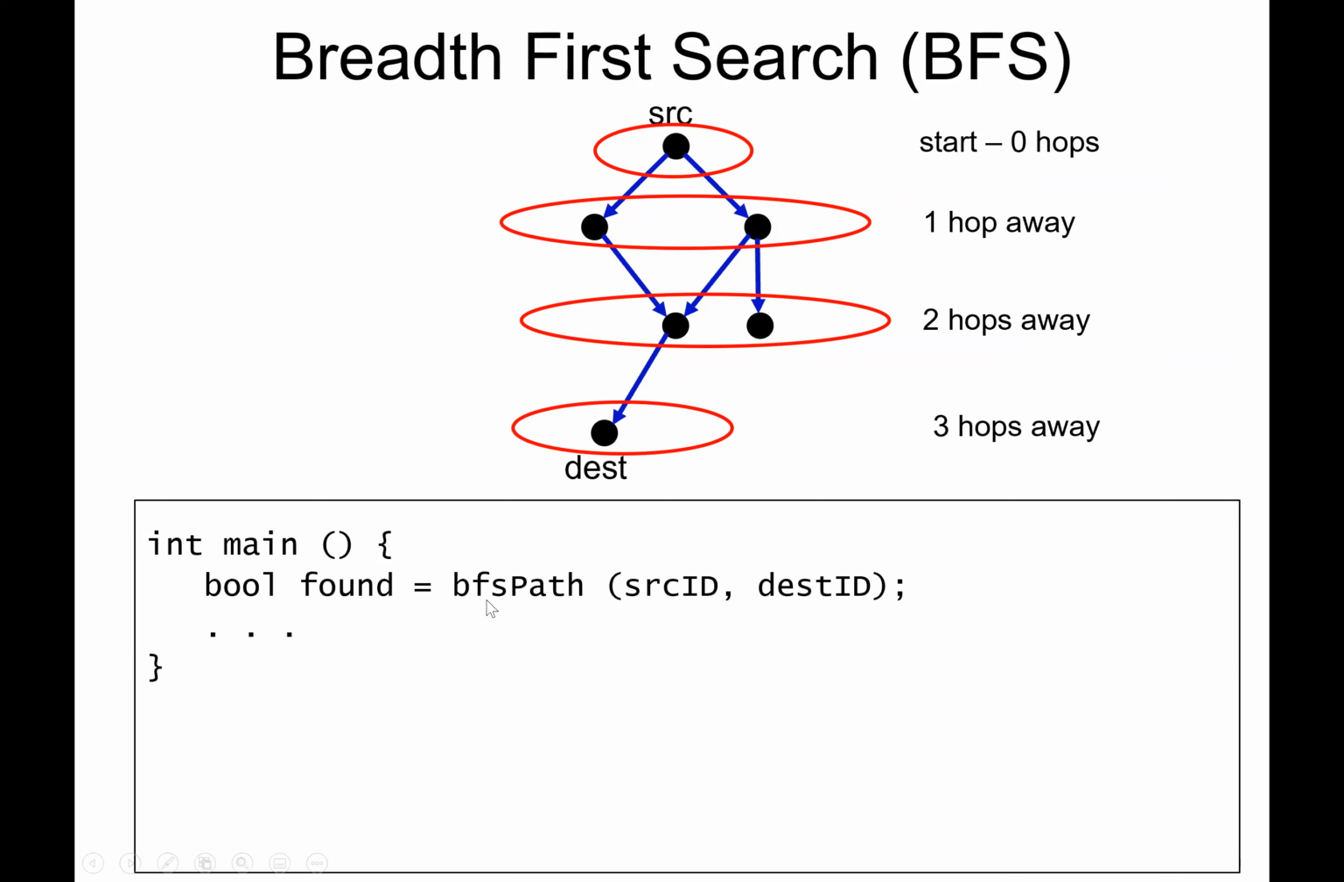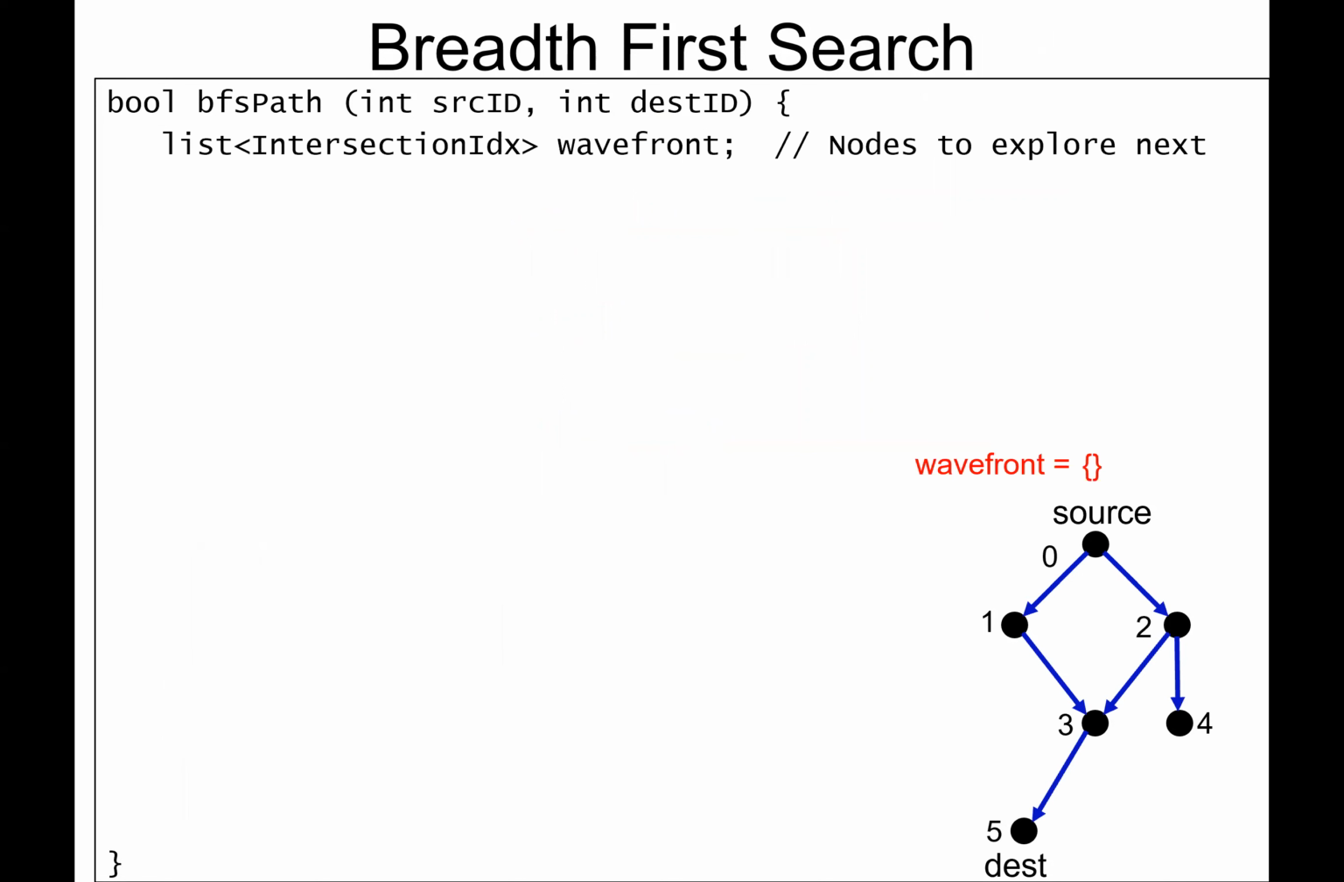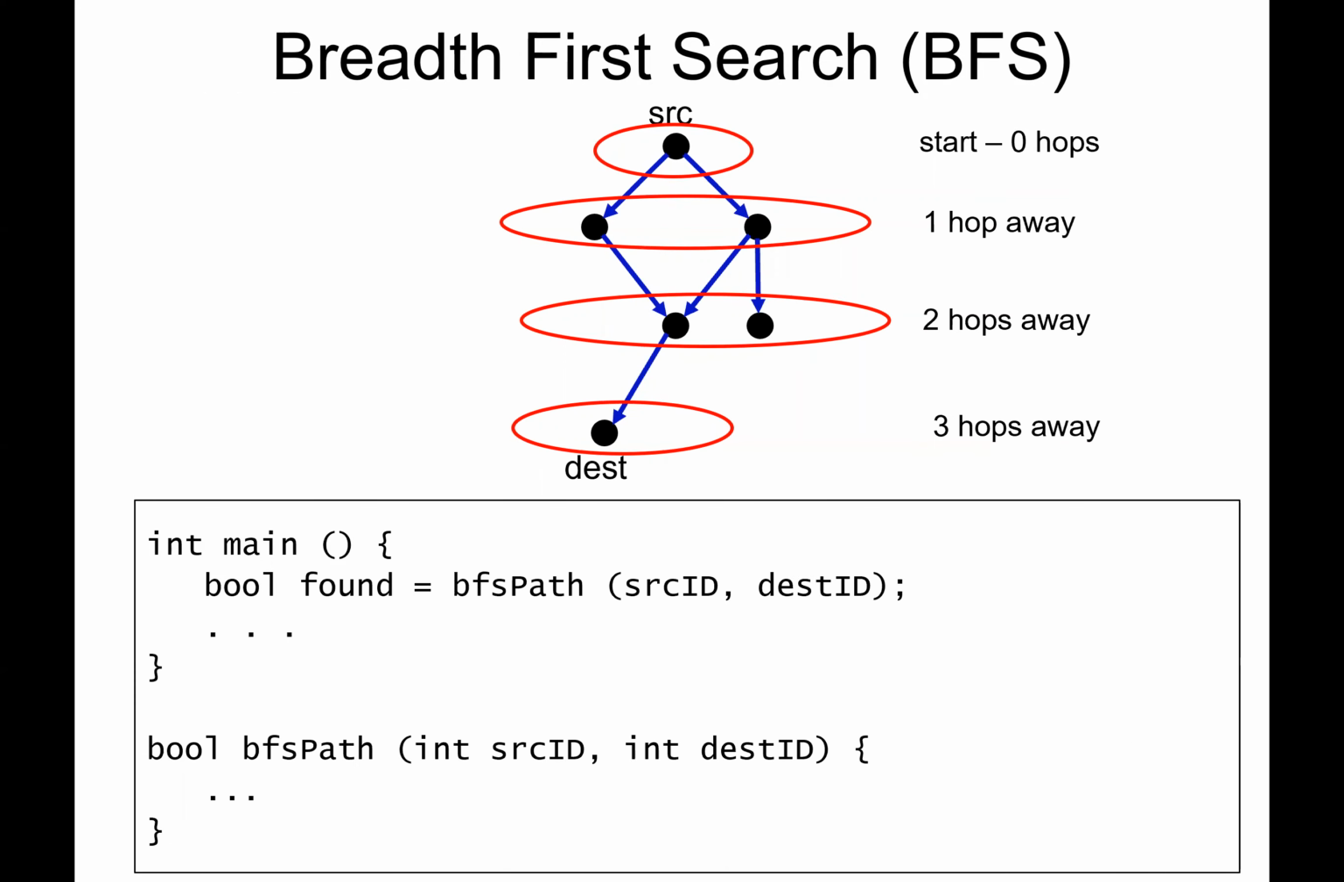Okay, so we're now going to write a new algorithm called breadth first search path. And we're going to ask it again, go from the source to the destination and tell me if it's found or not. So we're going to write that function. This function needs a bit more storage. In depth first search, we weren't really storing much. We had that visited flag, but we just used recursion to figure out what to do next. We can't do that with breadth first search. Breadth first search needs to keep track of what to do next.